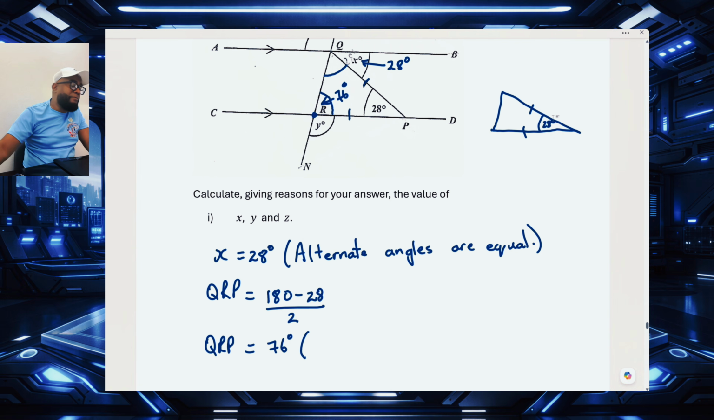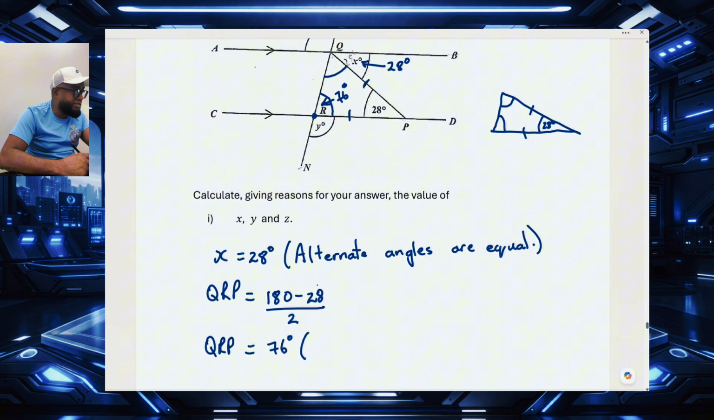So the main law I used here was that base angles of an isosceles triangle, being these two angles here, are equal. You understand why it's not co-interior, Dominic?